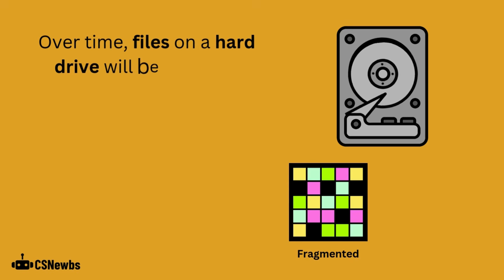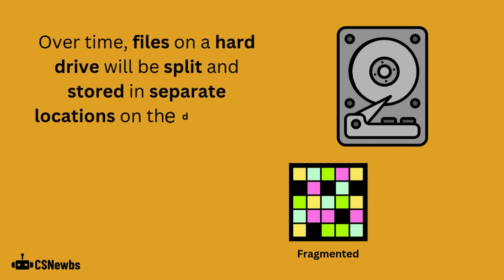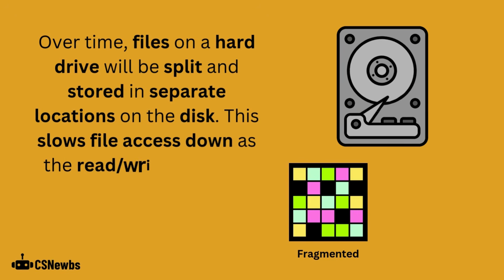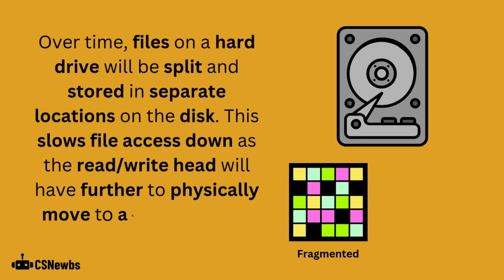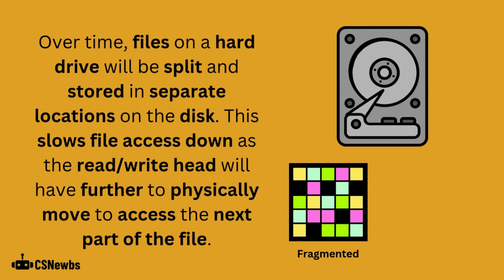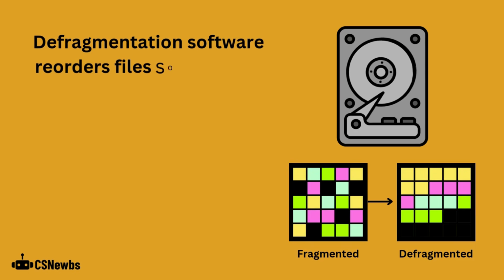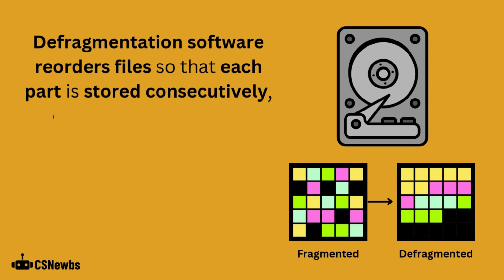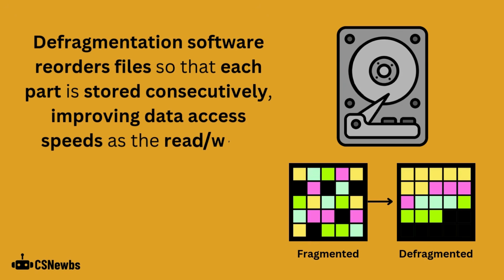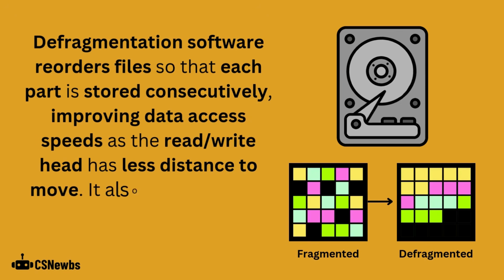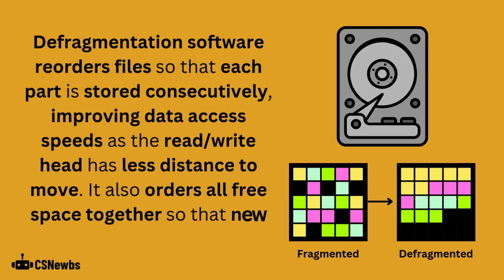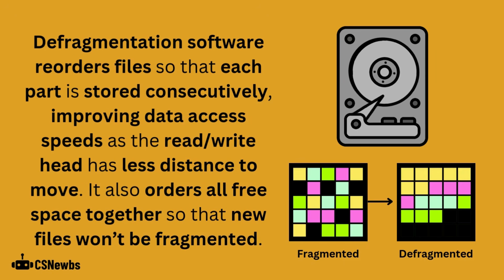Over time, files on a hard drive will be split and stored in separate locations on the disk. This slows file access down as the read-write head will have further to physically move to access the next part of the file. Defragmentation software reorders files so that each part is stored consecutively, improving data access speeds as the read-write head has less distance to move. It also orders all free space together so that new files won't be fragmented.